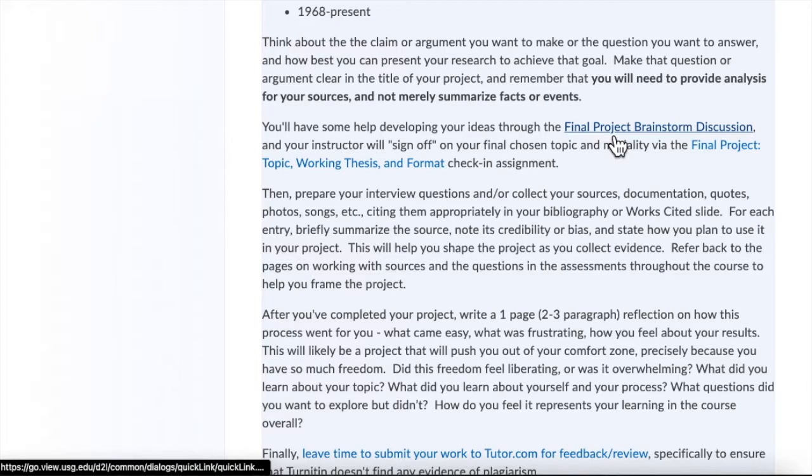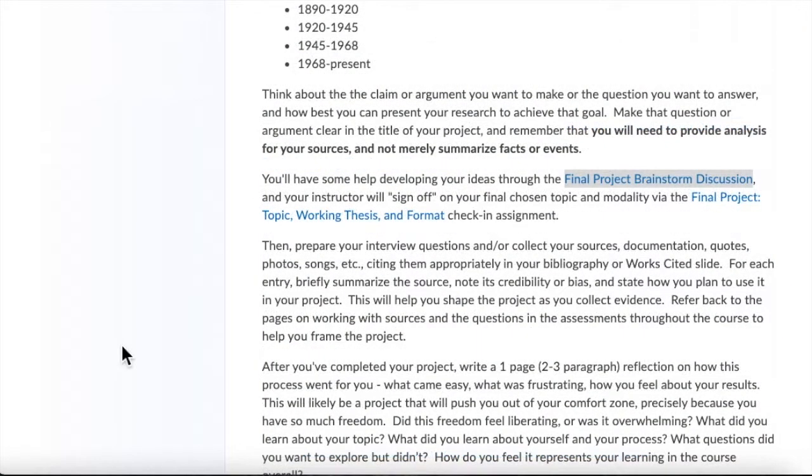So again, for the final project brainstorm discussion, you discuss with your fellow students at the end of Unit 4. The date is on the calendar. And then this step, the final project topic, working thesis, and format, you do at the end of Unit 6 on the date listed on the calendar. And so let me just show you where you can find these items.